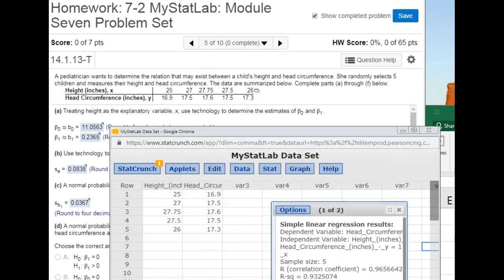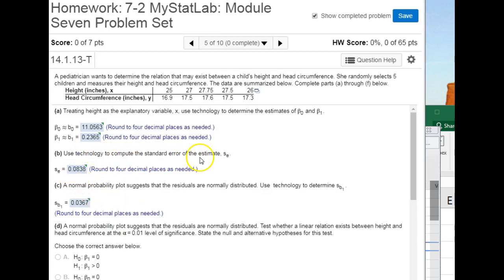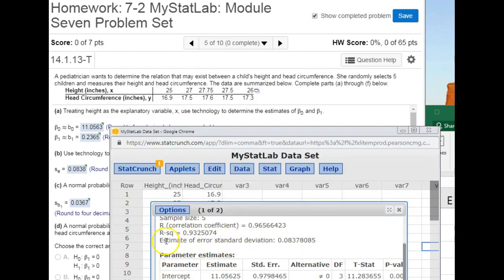So when you hit compute, StatCrunch will give us the best fit line, and that's what we're asking for here to start the problem off. B sub 0 is the y-intercept of that best fit line, and B sub 1 is going to be the slope value for that best fit line. And then use technology to compute the standard error of the estimate. We're going to be able to get that right here at the top too. It's just listed right there.